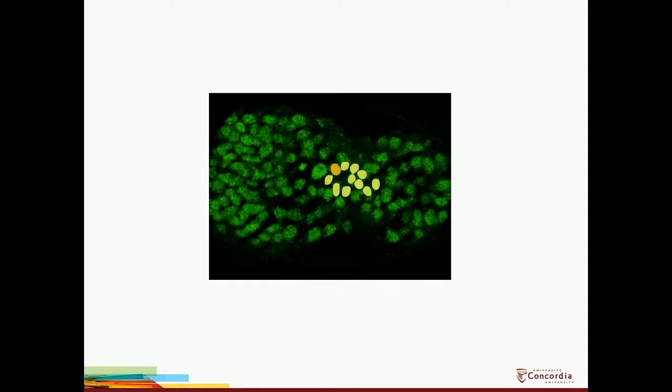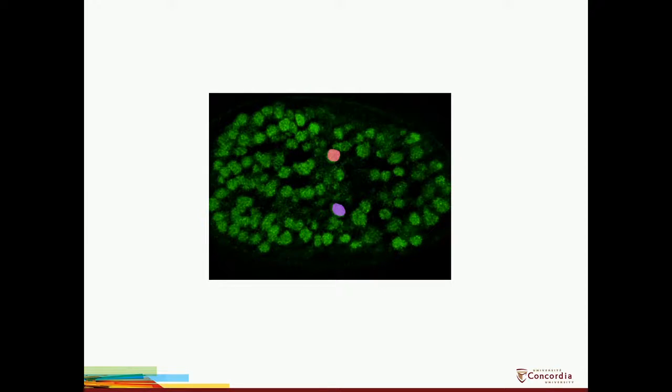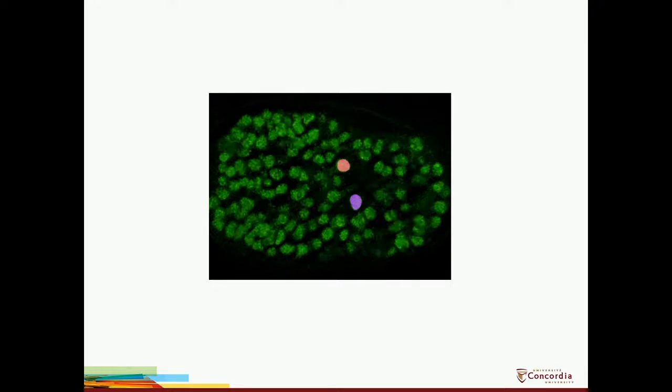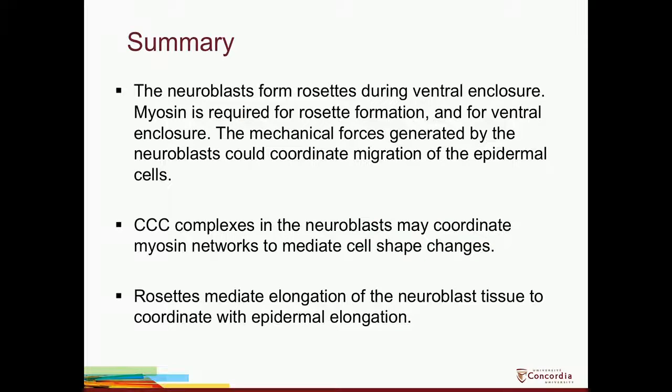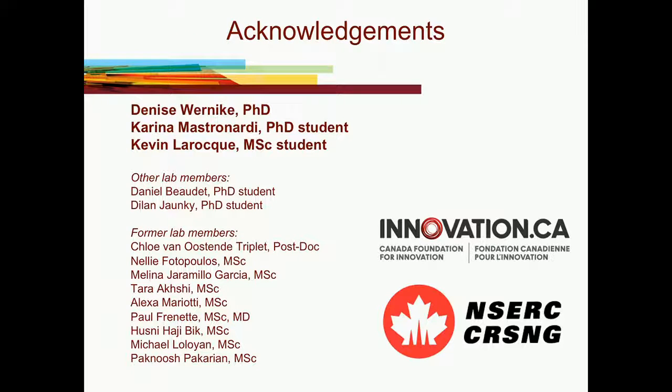So we're now trying to investigate a role for the cans in this process. Is there a cue that they could be secreting, or is there a signaling pathway that they could be involved in? So I'm just going to wrap up. A quick summary: we now think we have a new sort of morphogenetic process that's occurring within the neuroblast to help that tissue develop with the embryo. We think that this is a myosin-mediated process, and I'd like to acknowledge the student that did most of this work, Denise Warnecka. Thank you.